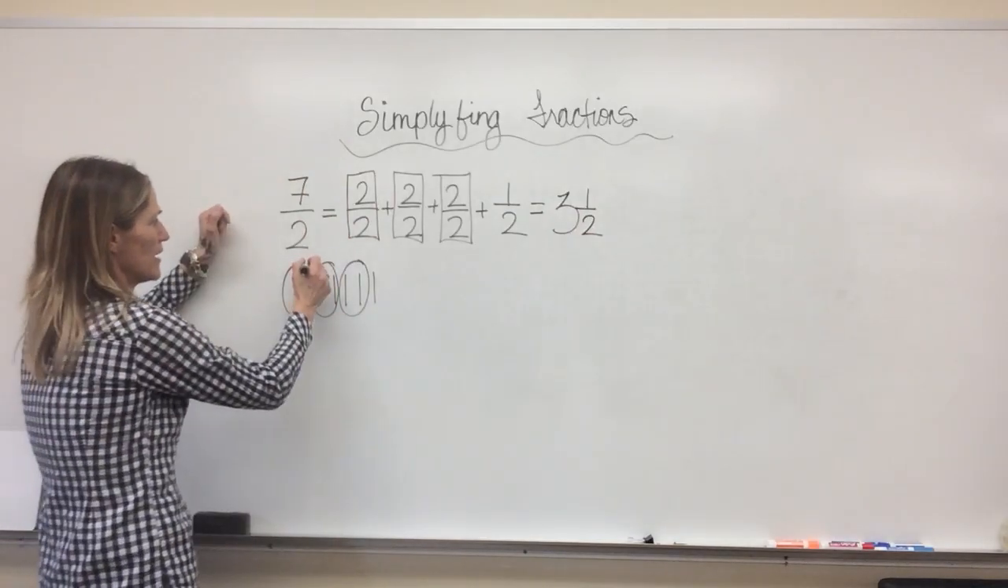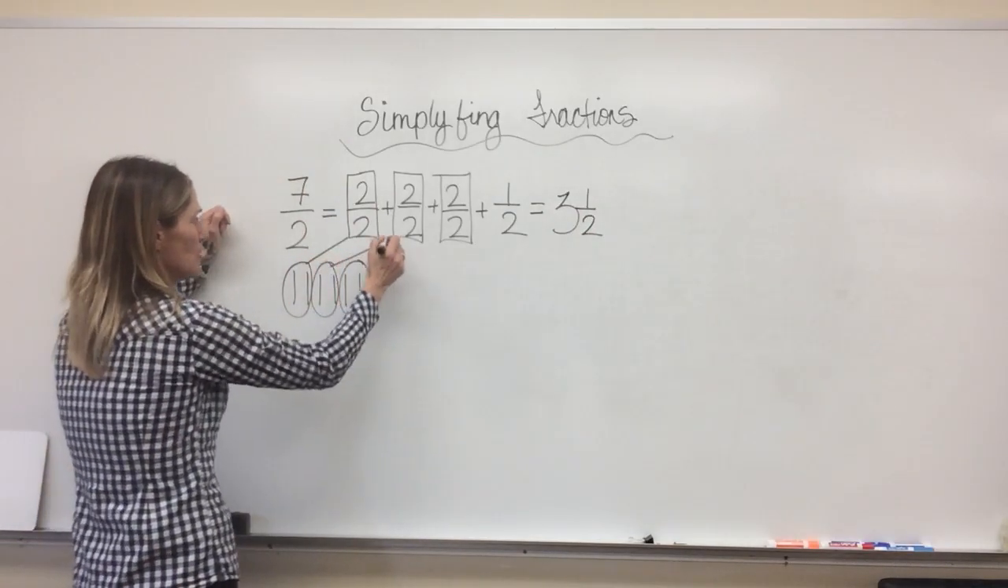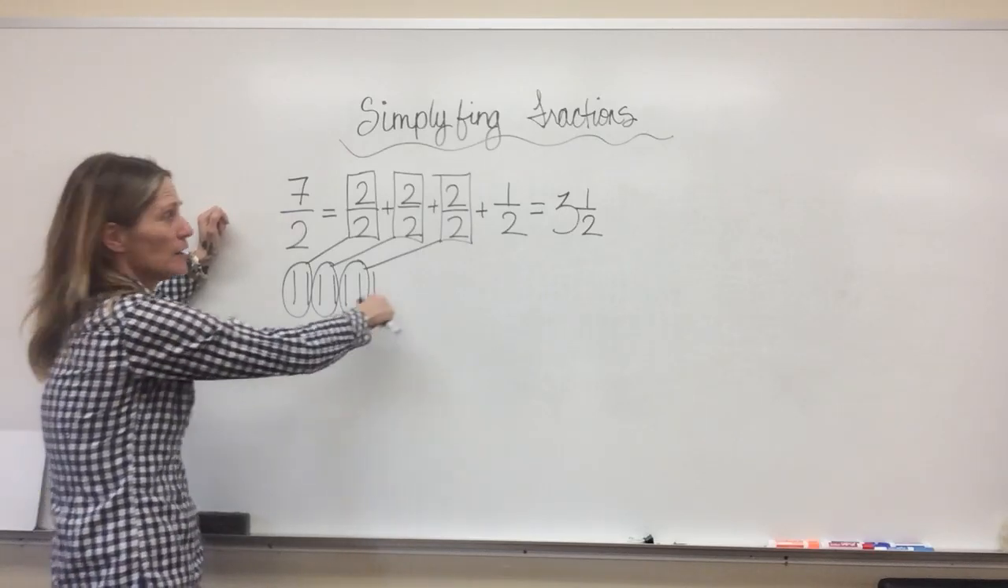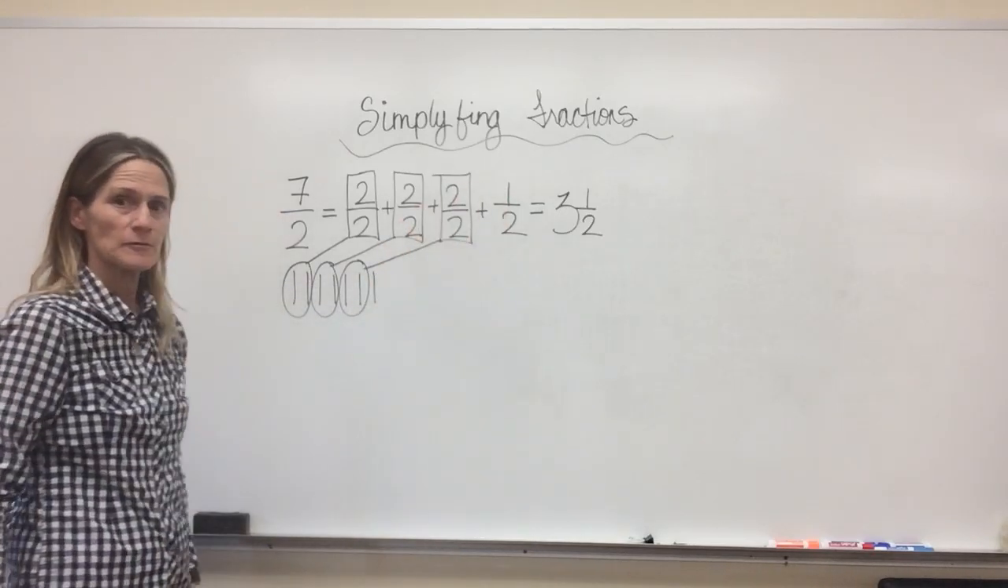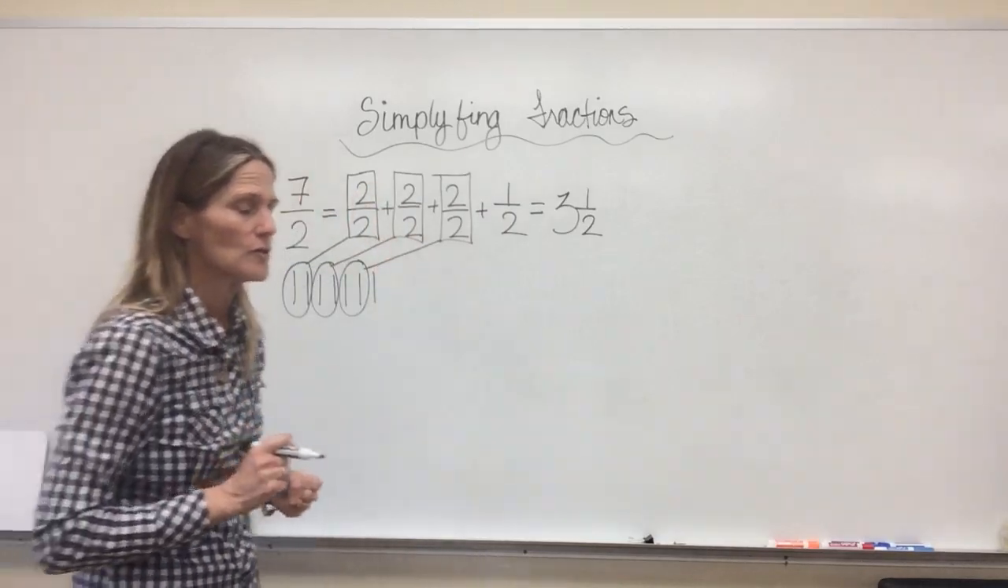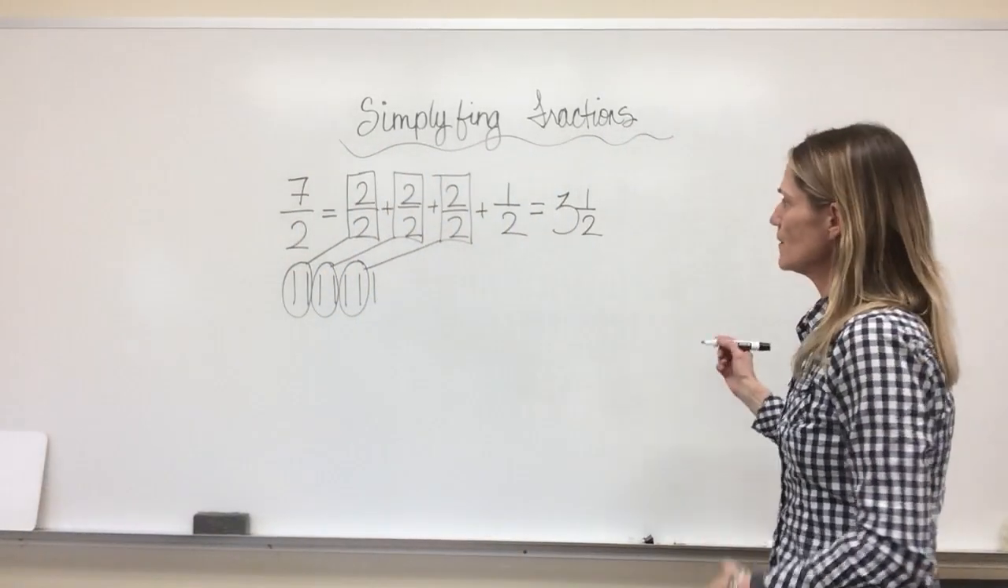And I can check that. Here's 1 group, here's 1 group, here's 1 group. Here's the poor little 1 that's left over right there. Okay? This is pulling it out with the whole numbers. You can also solve it this way.